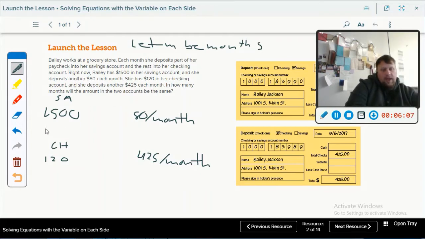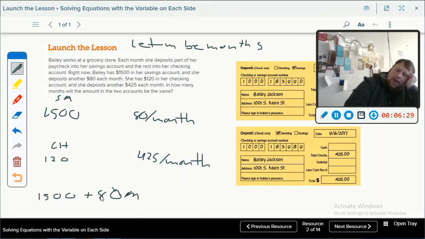In our savings account, I have $1,500 to start off with, and I'm adding in $80 because I deposit. It means I'm adding in $80 each month. So I'm going to put 80 times m. And I know that because if it's 10 months, 10 times 80 would be $800. If it's 5 months, that'd be 5 80s, which is $400. So this tells me how much money I have in each month, and we want to know when that's going to equal.